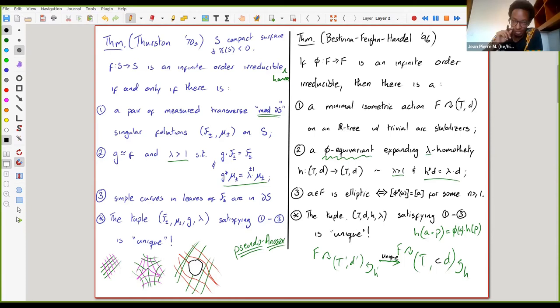All right, so now, this is all old stuff. Like the mapping class stuff is from the 70s. The Bestvina-Feighn-Handel theorem is from 96. And what I would really like to do is answer the same question, but without this restriction. Can I do a similar universal construction for any automorphism, not just the infinite order irreducible ones?